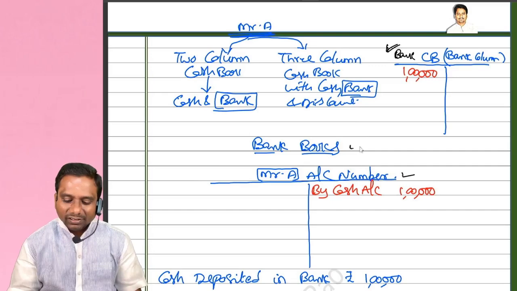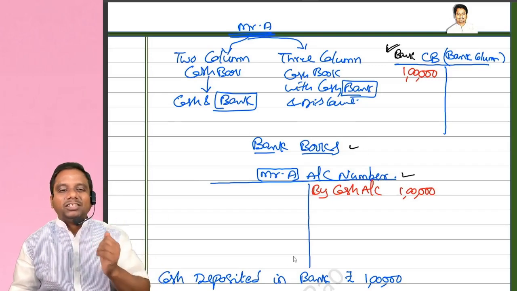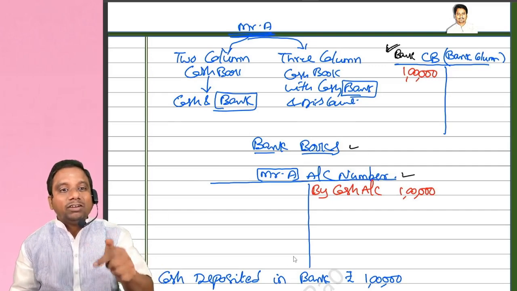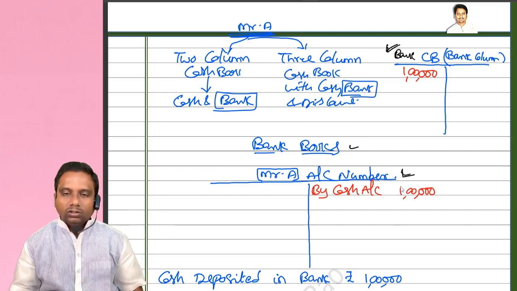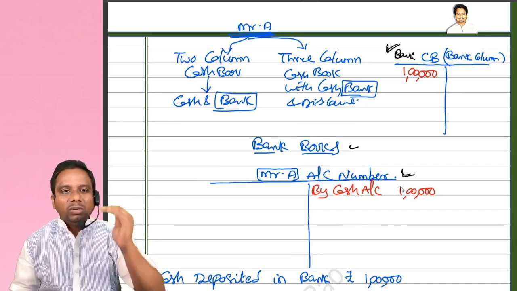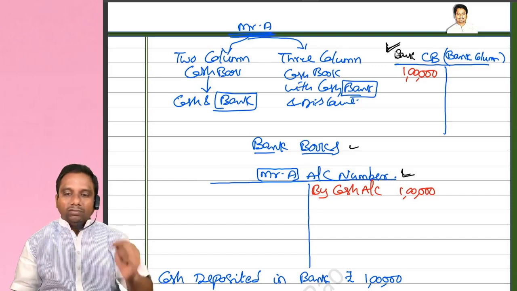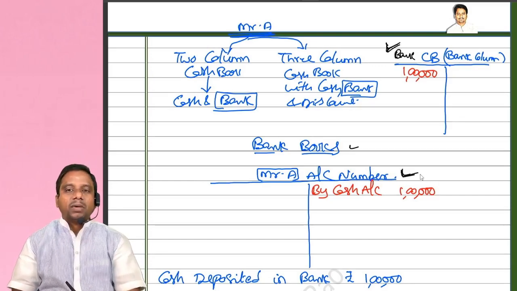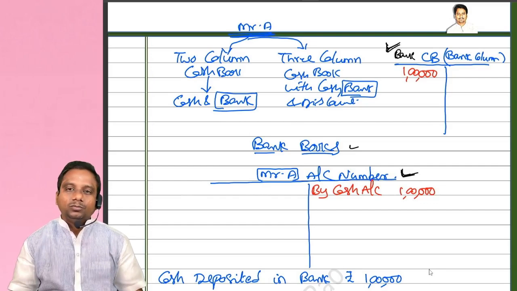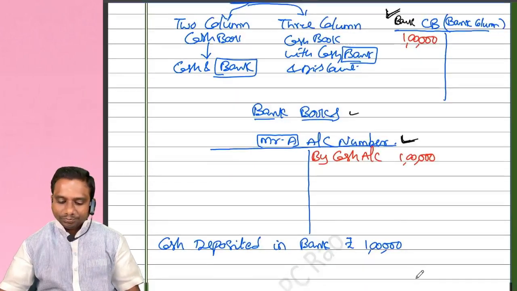And what is the entry in the books of the bank? Bank is receiving cash. So cash account debit to, who is the giver of this cash? Customer. So customer account credit. When we debit bank, bank will credit our account. Hope you are following. Yes, sir.